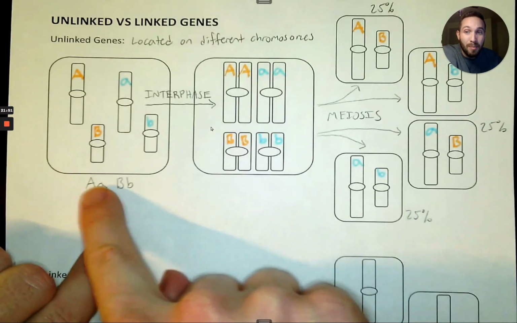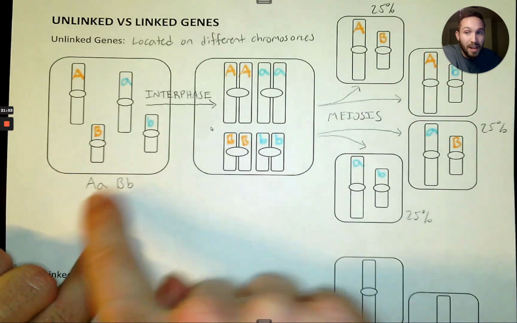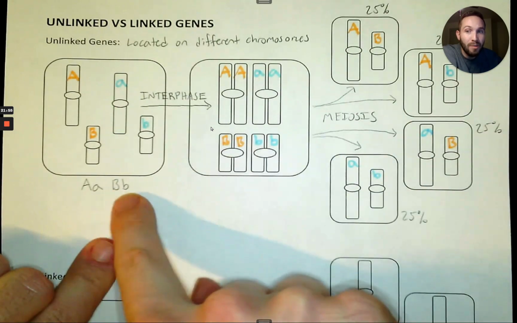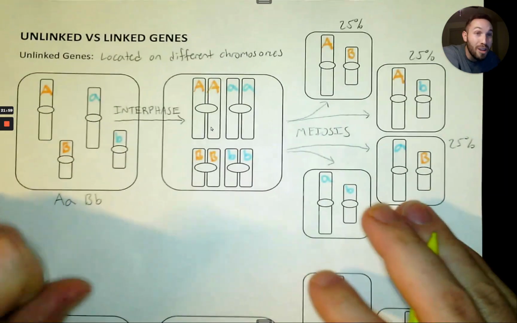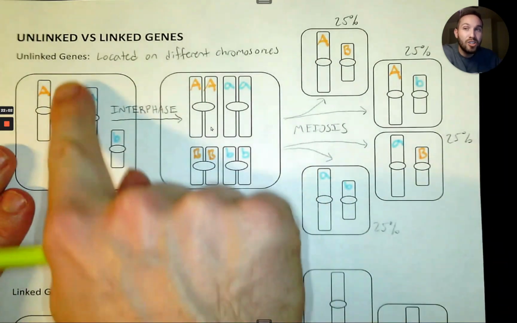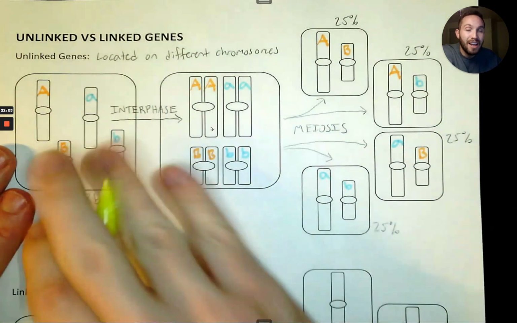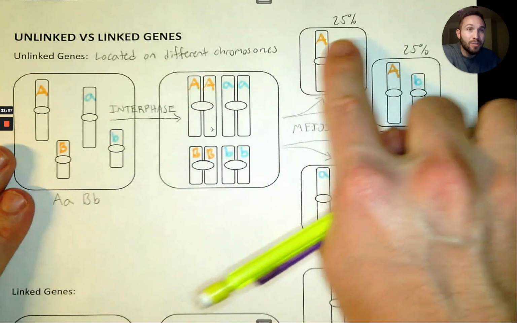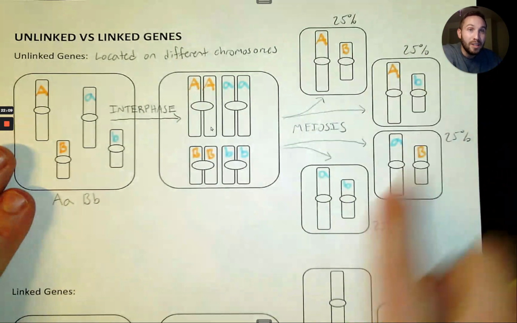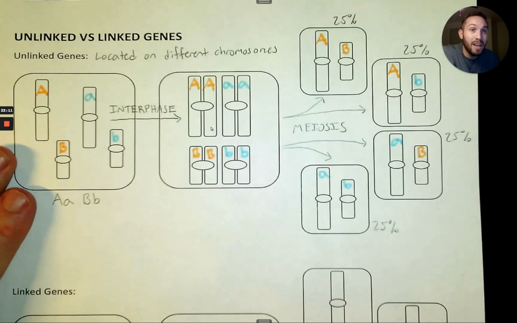They could pass on a big A with a big B. That's possible. A big A with a little b. That's possible. A little a with a big B. That's possible. A little a with a little b. That's possible. And they're all equally possible as long as the genes are not linked. Okay, the law of independent assortment, any combination of alleles will be possible. This will match exactly what Mendel would have said would have happened.